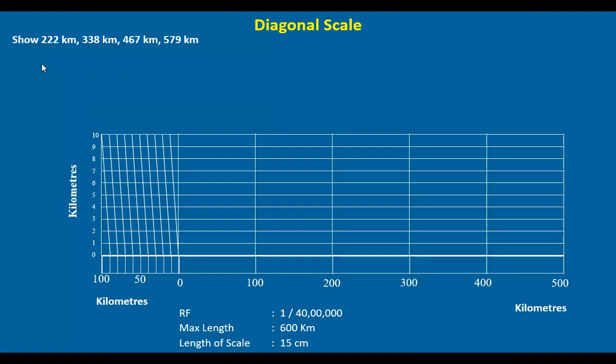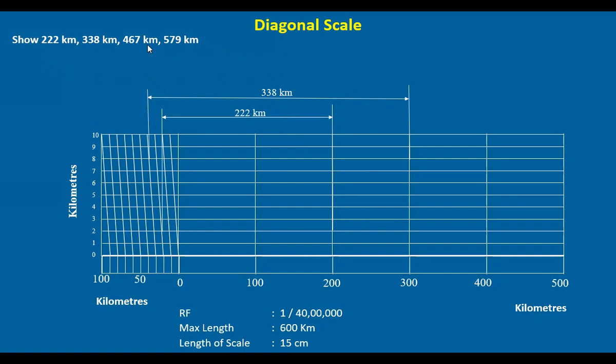Now, you are asked to show different lengths. 222 kilometers. Let us see. Take 200 here, and 22 here: 10, 20, 22. Draw a line here, and this length represents 222 kilometers. Next, 338: 300, 30, and 8. On this, 8 kilometers. So this length gives 338 kilometers.